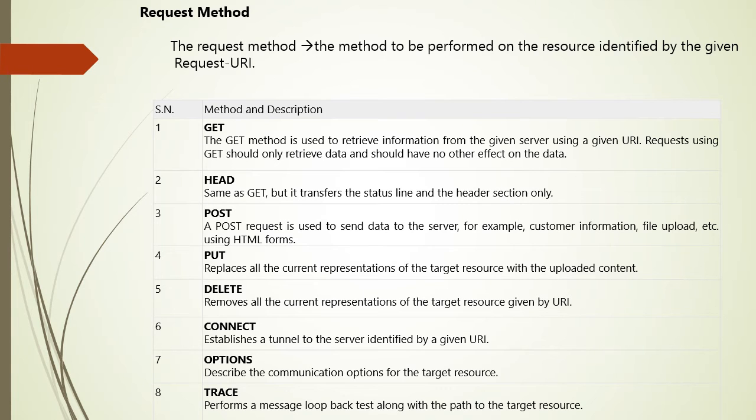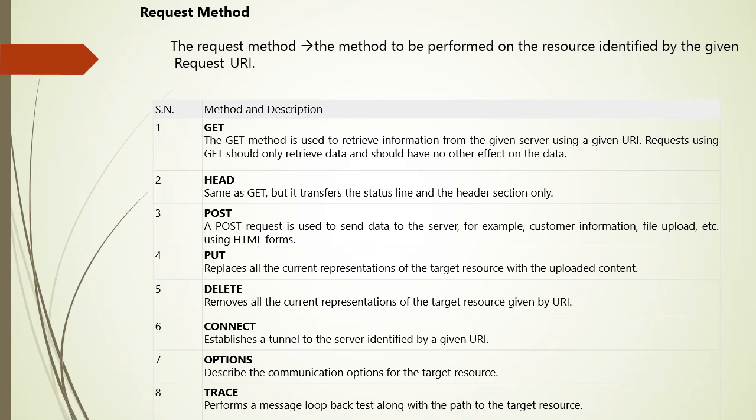Consider what the request method is. The request method indicates the method to be performed on the resource identified by the given request URI. The method is case sensitive and should always be mentioned in uppercase. The following table lists all the supported methods in HTTP 1.1. Consider the method GET. The GET method is used to retrieve information from the given server using a given URI. A request using GET should only retrieve data and should have no other effect on the data.